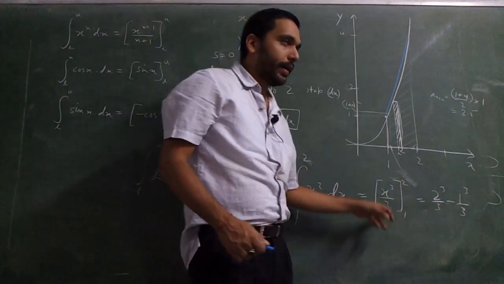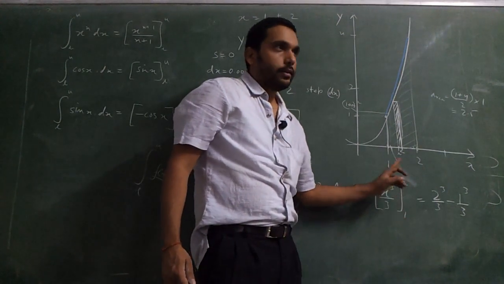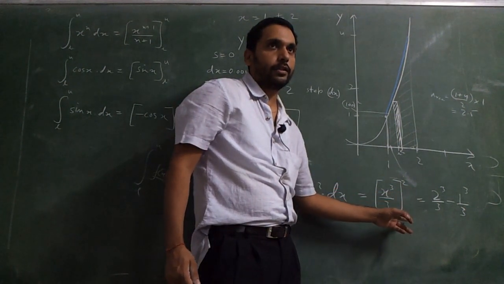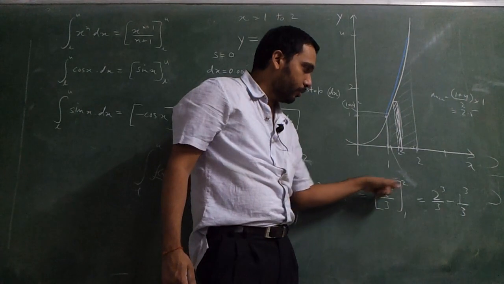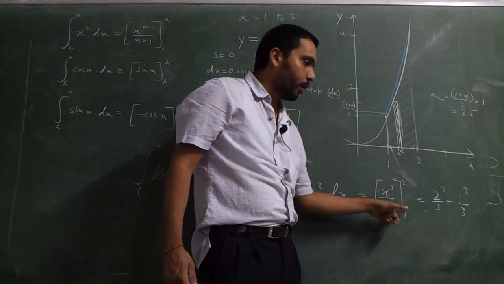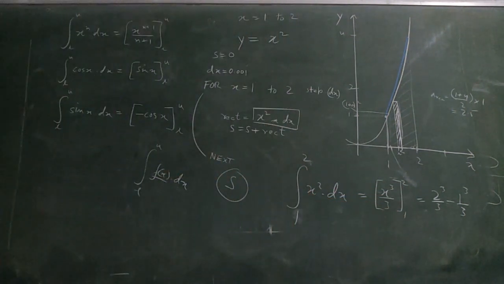X cube by 3 is the thing. X is going from 1 to 2. Okay. So upper limit instead of x minus lower limit instead of x is the final answer. So instead of x you put 2, you get 2 cube by 3. Minus instead of x you put 1, you get 1 cube by 3. So your answer is 2 cube minus 1 cube by 3.